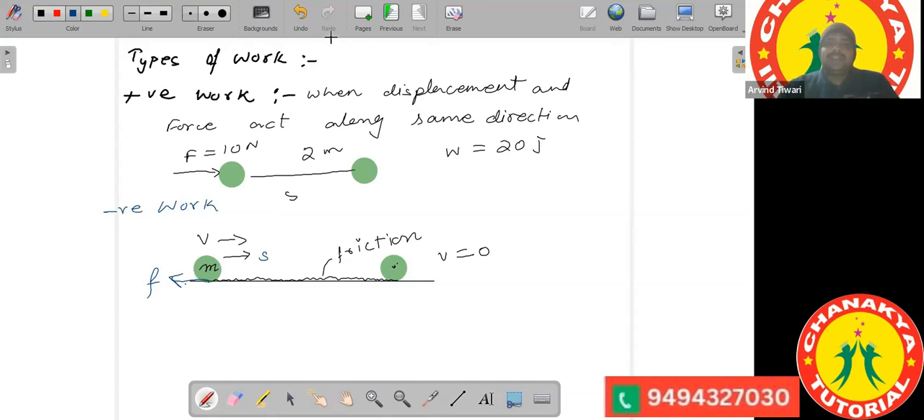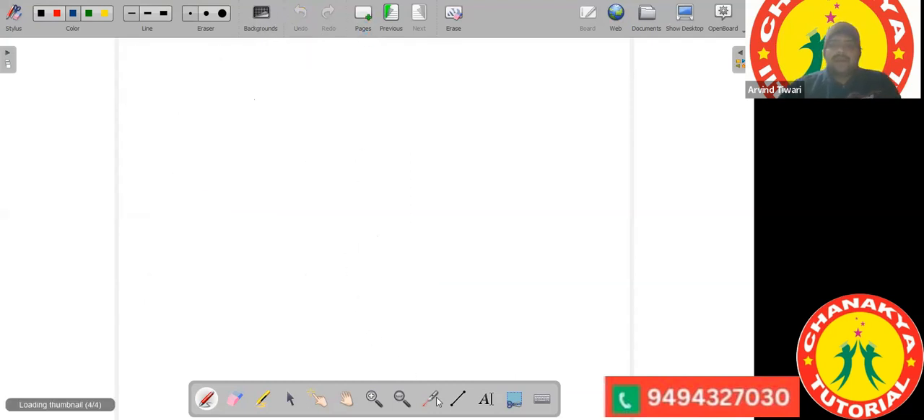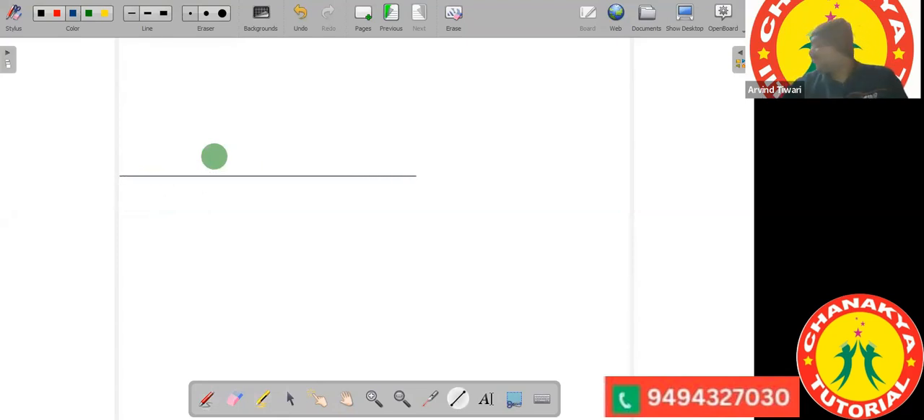We can observe some other examples also. Let us see some other examples, work done by gravity. Okay. Suppose I take a ball, again a mass I am taking, and let's say I apply some force F in the upward direction, so that I want to raise it to a certain height. Now I raise it to a certain height h.